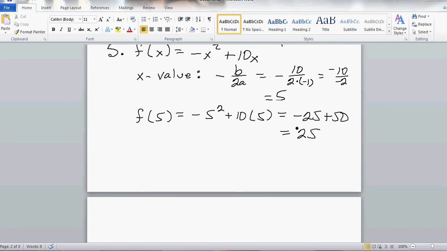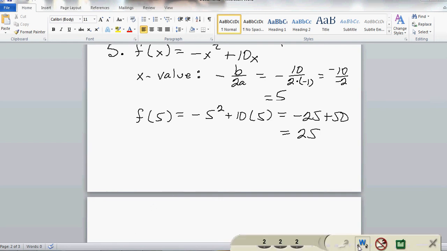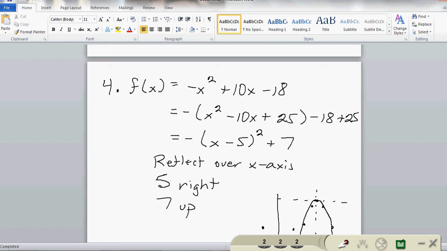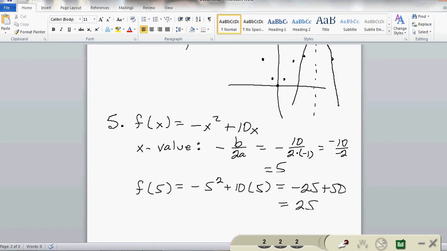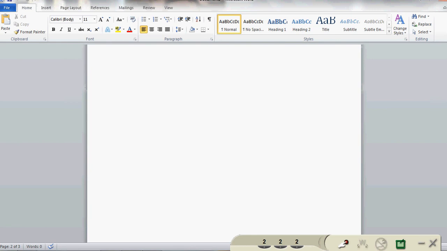Now there is another way. We could use other values. We could take 4 times a times c minus b squared all over 4 times a. But why do that when we can do it this way? I realize that may come in handy a little bit later. But to finish this particular video, I'm going to do the 6th example.